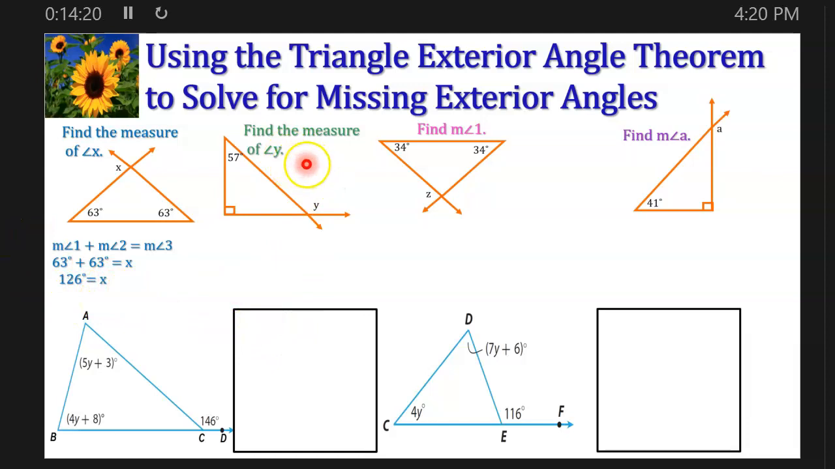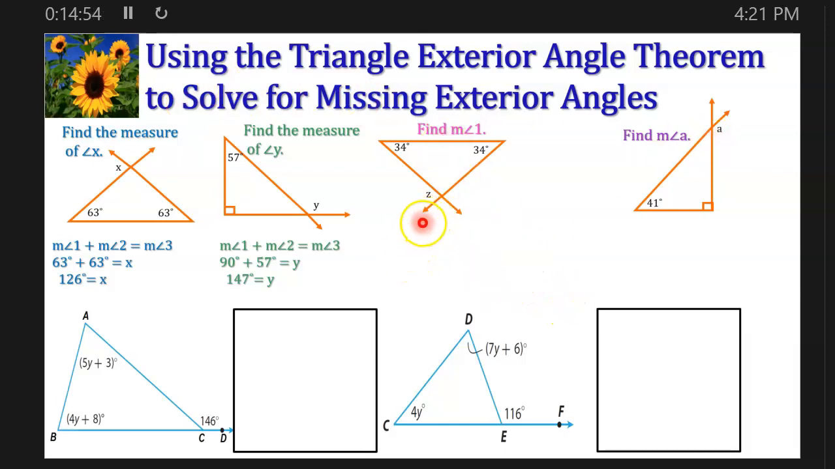The second one is trying to find this angle Y. And again, we've got two remote interior angles here, 90 and 57. So we're going to add those together. We're going to end up getting 147. So when you know this theorem, it makes solving for outside angles or exterior angles a little bit easier than adding all 3 angles together and getting that solution and then subtracting it from 180 like we did when we were solving those triangle sum theorem problems. This is a lot easier if you know that exterior angle theorem.